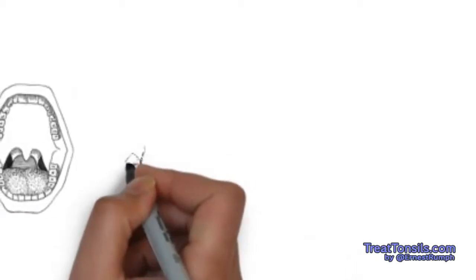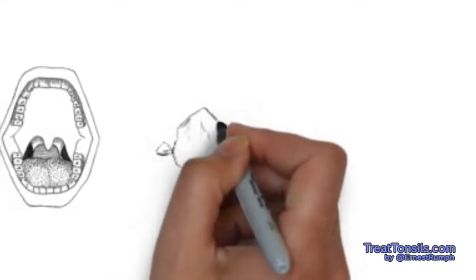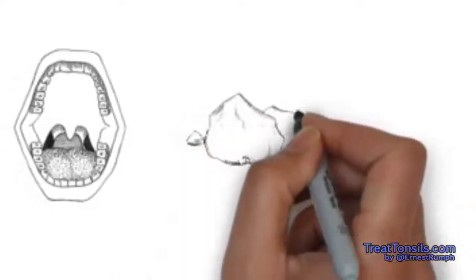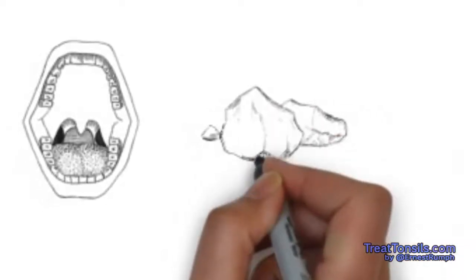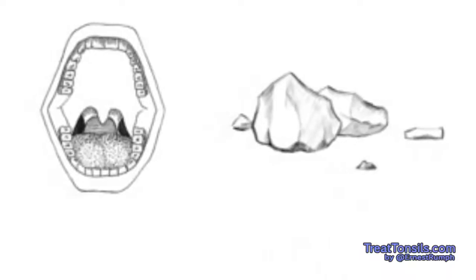Tonsillolith is a commonly used medical term, and laymen call them tonsil stones. These stones are actually calcium deposits formed either in the palatine or lingual tonsil. Primarily, they are made up of calcium, but they may contain carbonate, phosphorus and ammonia.